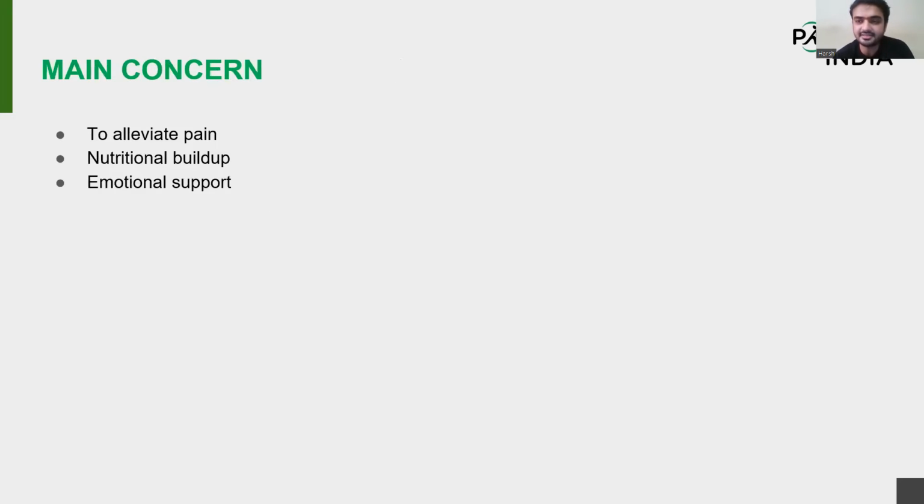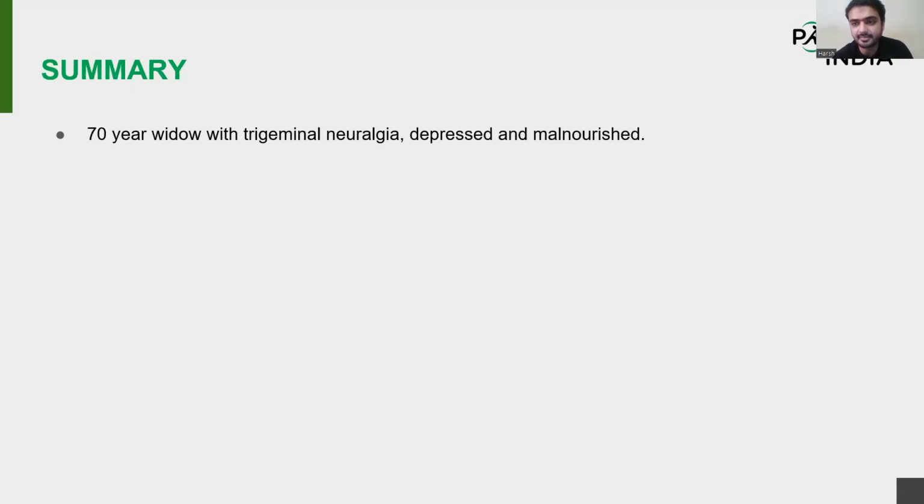So the main concern here is to alleviate that pain so that the patient is able to regain her food and regular habits of talking. The alleviation of the pain is going to be the main thing which is going to help the patient. Additionally, the nutritional buildup and the emotional support to this patient, of being a widow, and the knowledge that she is not alone in this situation, and we can help her out in alleviating the pain emotionally as well as the physical pain.